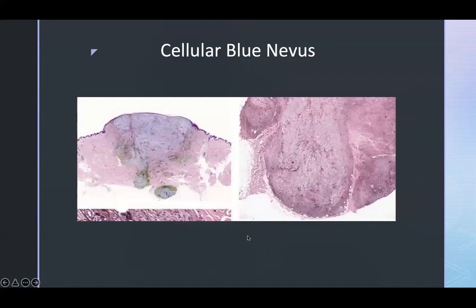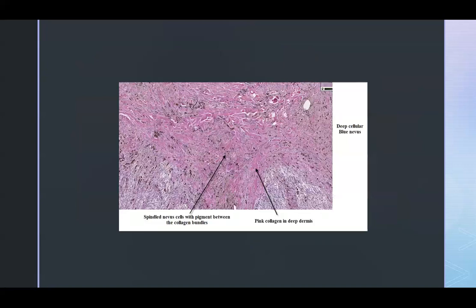Here's an example of a cellular blue nevus, and you can see this bottom heavy proliferation that's like a dumbbell shape at the base of the biopsy specimen here on the right side panel. Another example of a deep cellular blue nevus with that deep, heavily concentrated pigmented dendritic melanocytic population. And you can see spindle nevus cells with that kind of splaying effect on the collagen there.